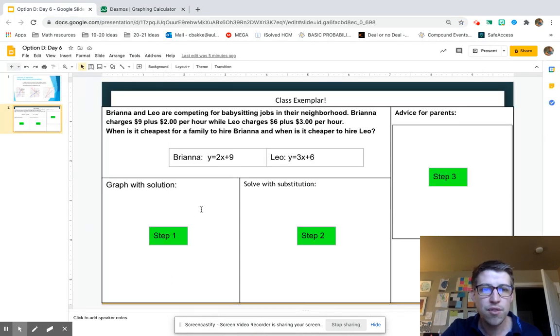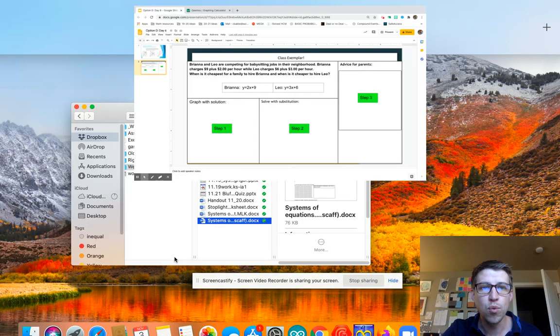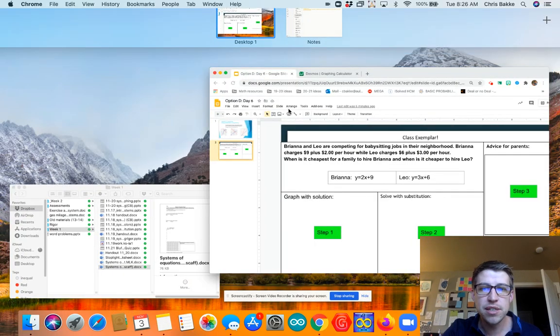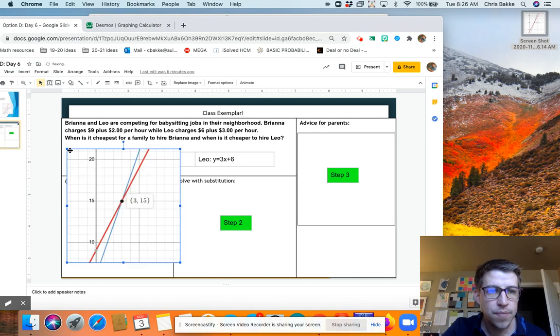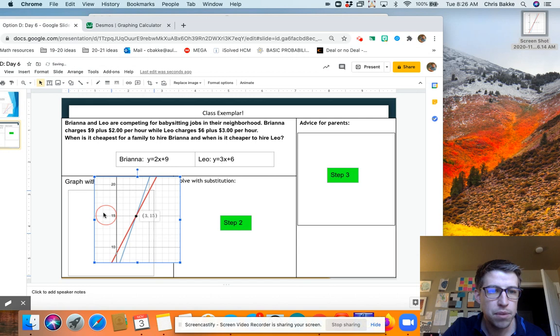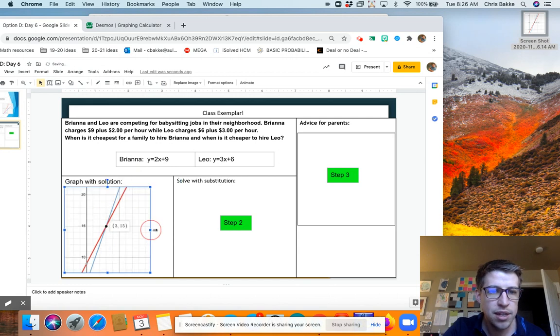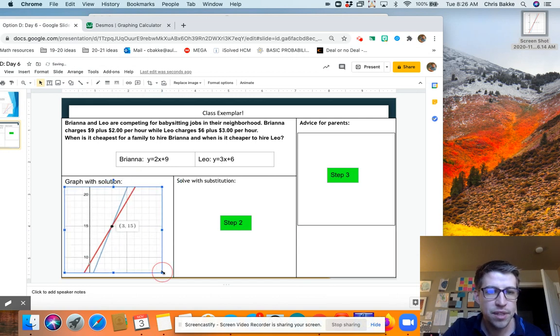And you're going to put that right there under graph with solution as your step 1. Mine looks a little bit different on my computer than your Chromebook. I will put those screenshot directions back in there if you need it. But there is our nice step 1. Get that graph with a solution.